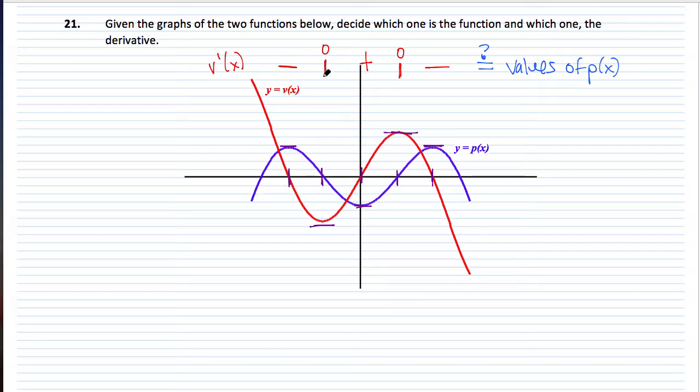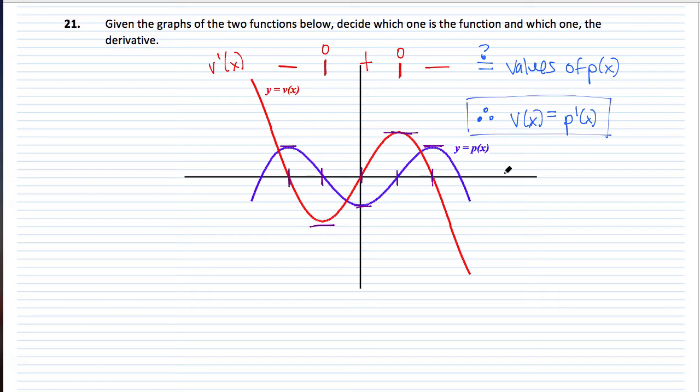So is p of x negative for this portion? And the answer is no. So that seems to imply then that v of x is actually equal to the derivative of p of x. So we can say v of x is equal to p prime of x.